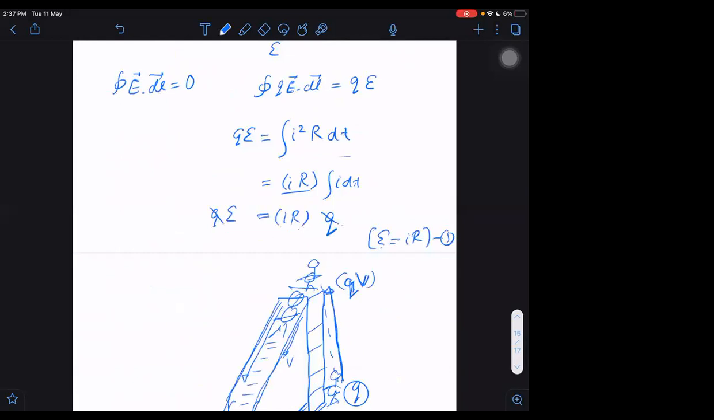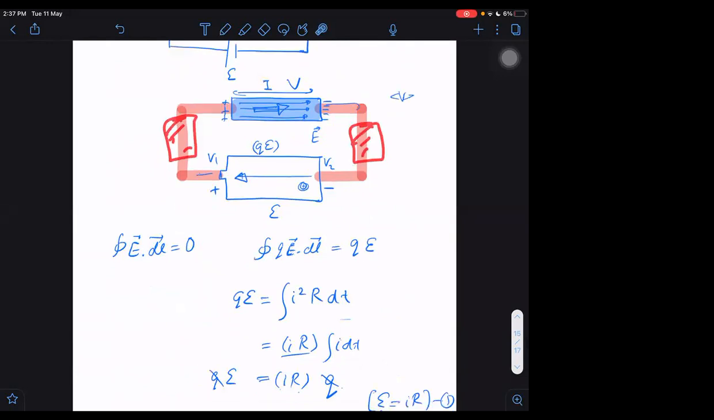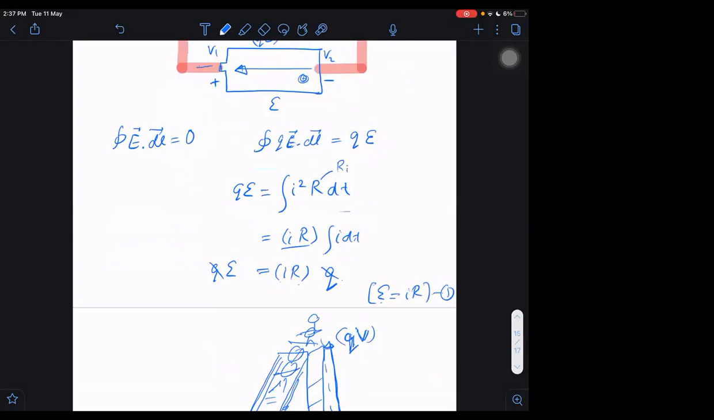The only difference when I apply Kirchhoff's law is that here I gave the example of one resistance because that makes the point clear. But I could have taken multiple, like here, I could have taken one more. Then the only difference is that this resistance will not be single, it will be R1 plus R2 plus R3, and so on.